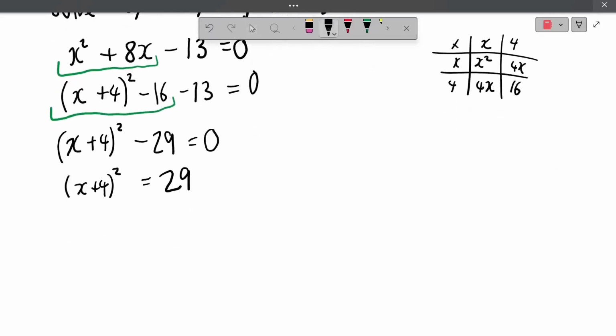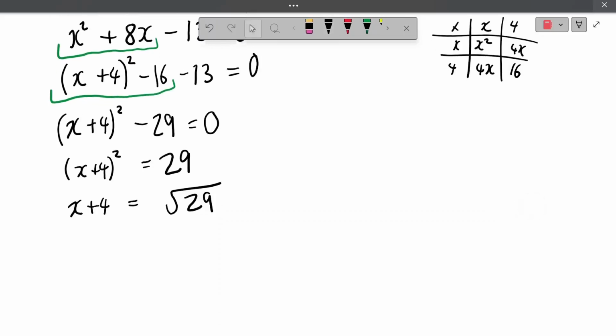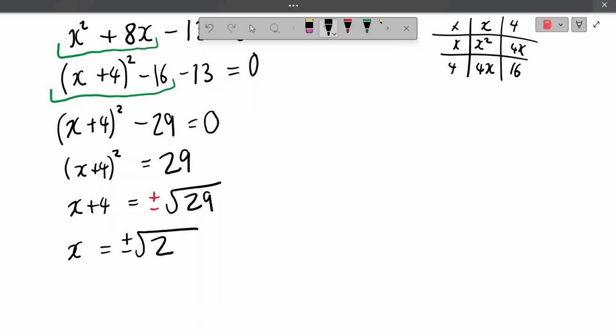So the opposite of squaring is square rooting. So you have x + 4 equals the square root of 29. And then the final step is to take away that 4. Before I do that, when you square root things, you often have a plus and a minus. So what we have is x equals plus and minus the square root of 29, minus 4.